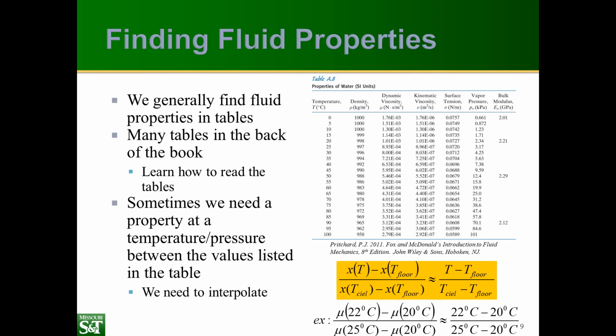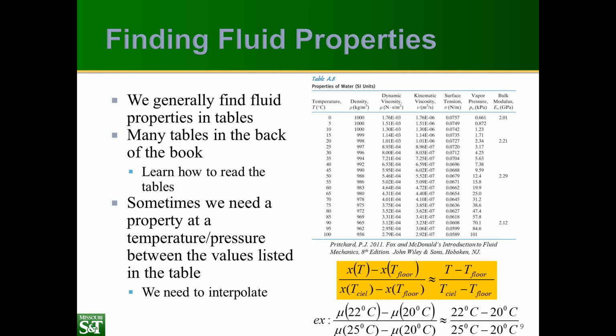Now, when we look up fluid properties, we have to be a little careful. We usually find them in tables, and there's many tables in the back of the textbook. We need to take the time to learn how to read those tables. Now, it's easy if we have a condition that's in the table, we can look it up directly. However, sometimes we need to find the property at some value in between the values listed on the table. So we need to interpolate. We usually assume that there's a linear behavior between the two values.